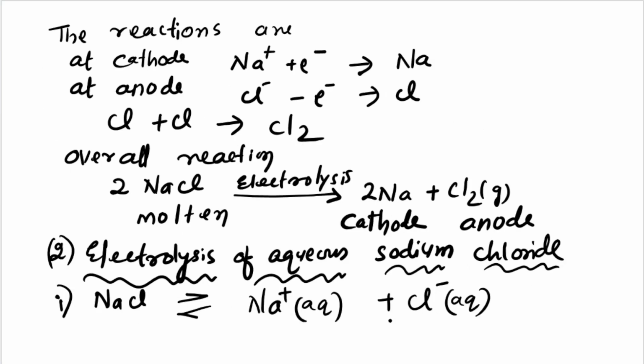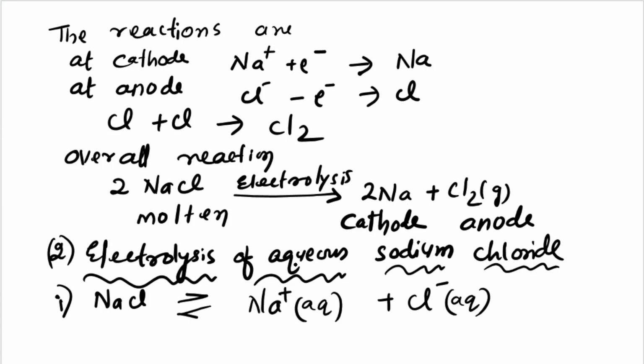So then we will see the reactions. At the cathode, Na plus plus an electron, because it is a positive charge that is less than the electron, that is why one electron is accepted and gives Na. At the anode, Cl minus loses one electron to give Cl, and Cl with Cl gives chlorine. Overall reaction: NaCl in the molten state gives 2Na and Cl2, at the cathode and anode.